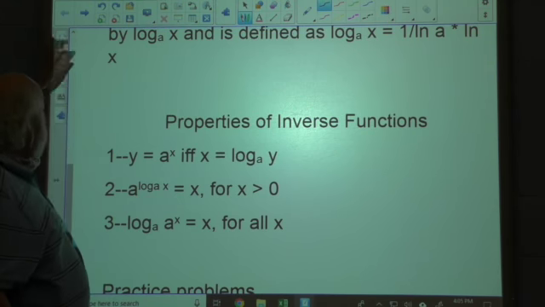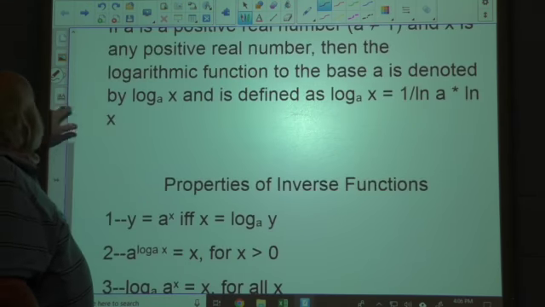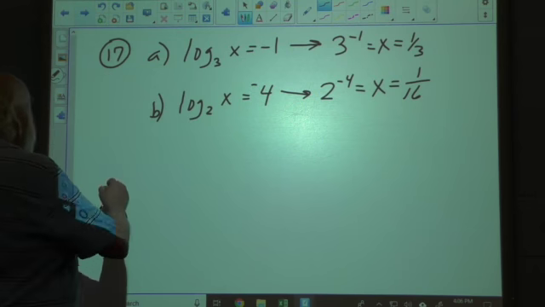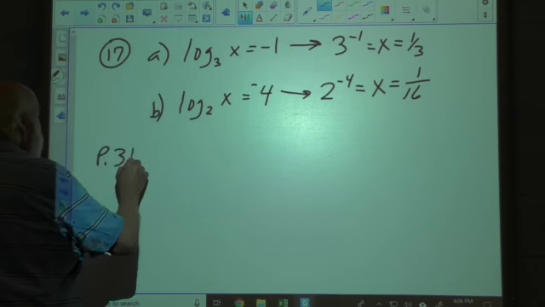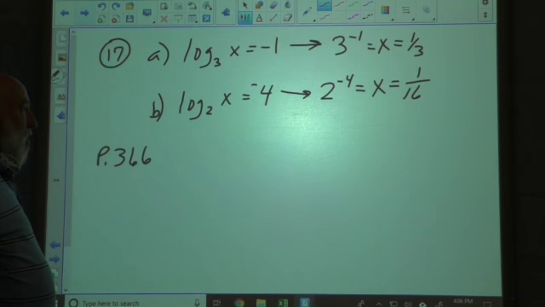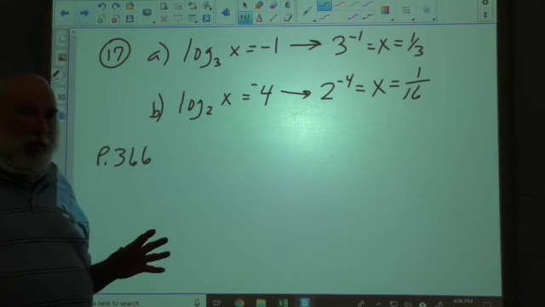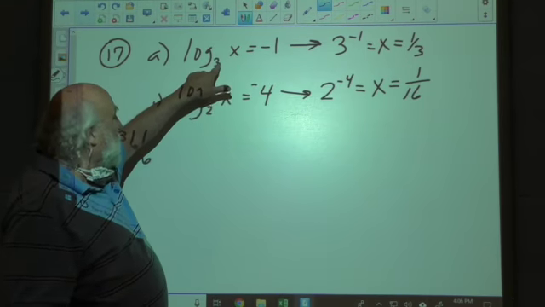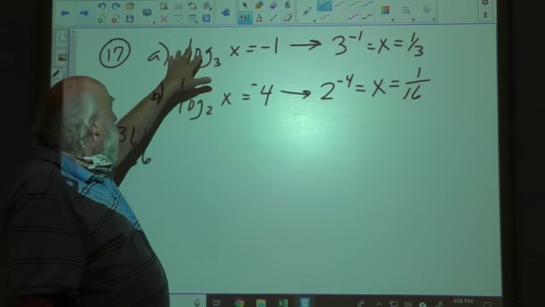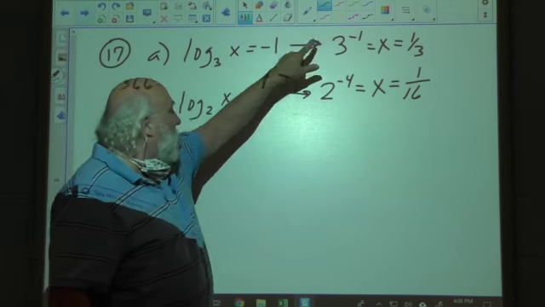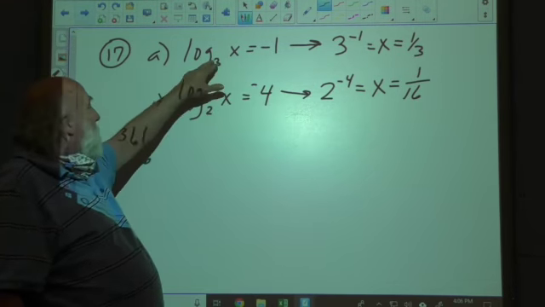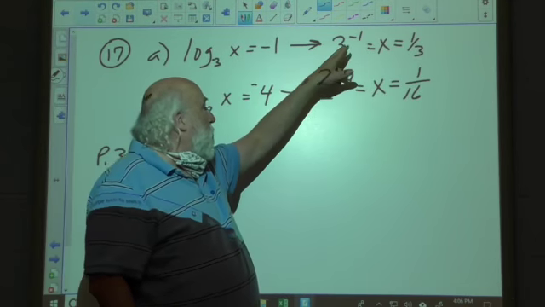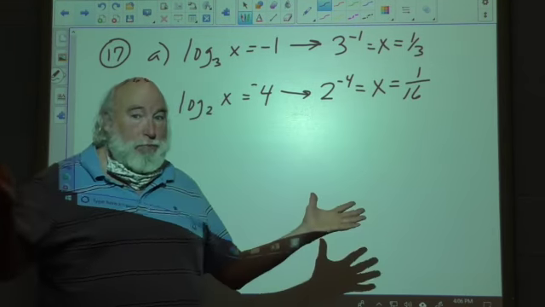All right, so let's take a look at some problems. We're going to be looking at page 366 here. We're looking at some odd number examples, and this is just a matter of mathematical manipulation to come up with our answers. Log base 3, so the base is 3. The log or exponent is -1. And x is your result, equals x, and 3 to the -1 is 1/3. That's simple.